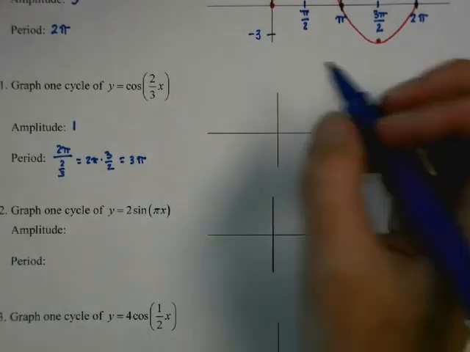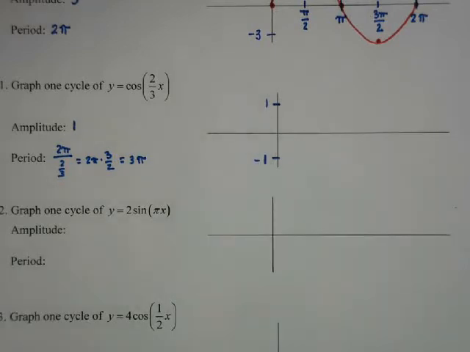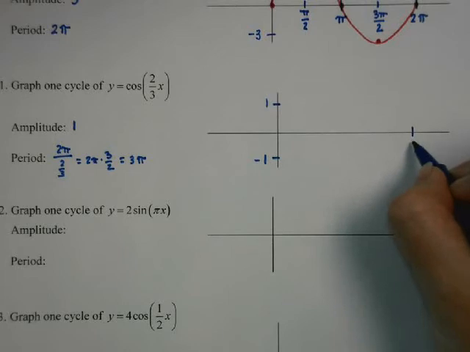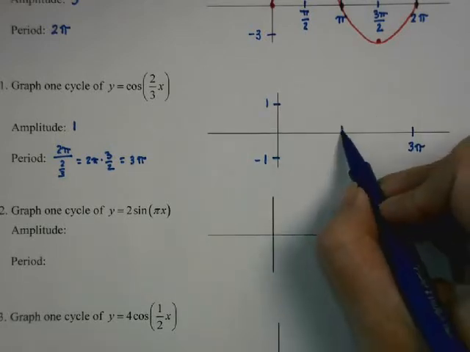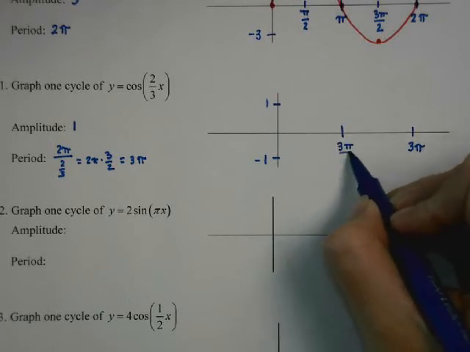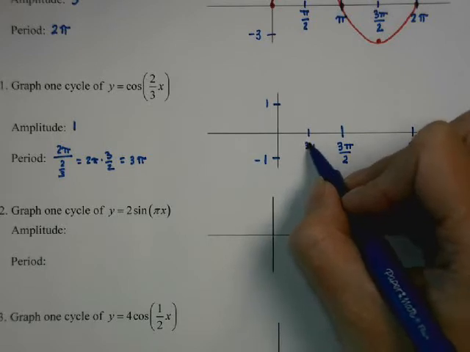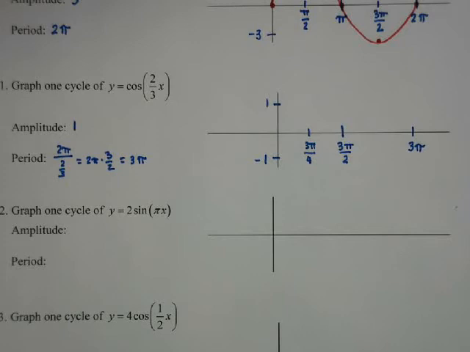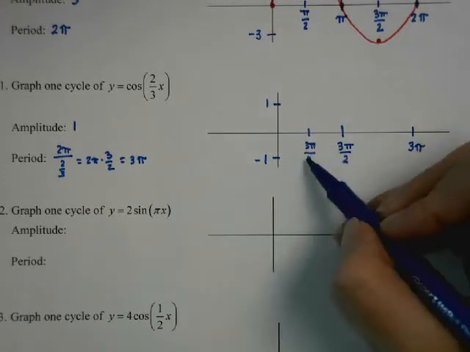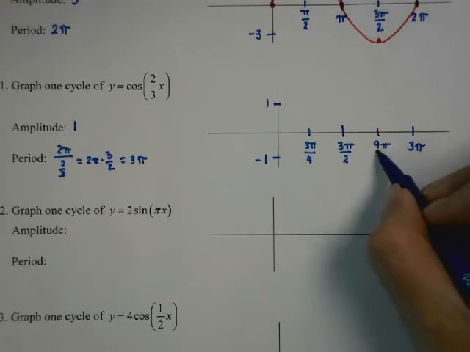So I'm going to go ahead and label this 1, this -1 for the amplitude. On this axis, I'm going to go out here and put 3 pi. Then I'm going to cut that in half. That's going to be 3 pi over 2. Then I'm going to cut that in half. So my increments are 3 pi over 4. So this is 3 pi over 4, 6 pi over 4, 9 pi over 4.